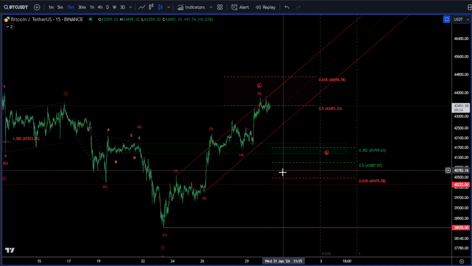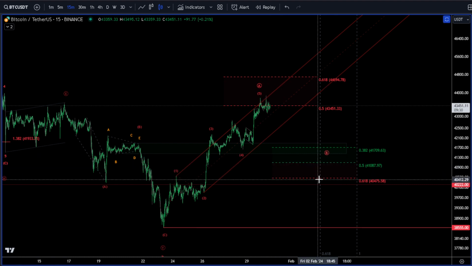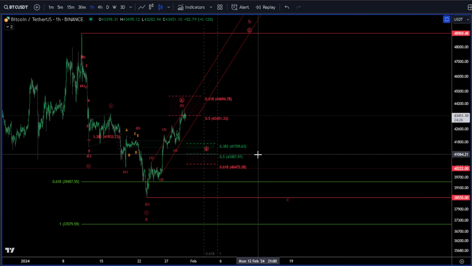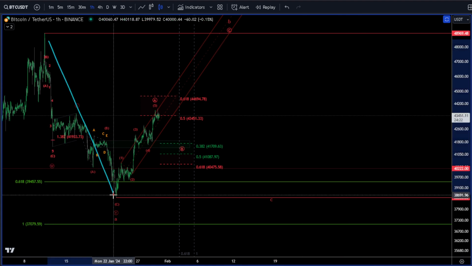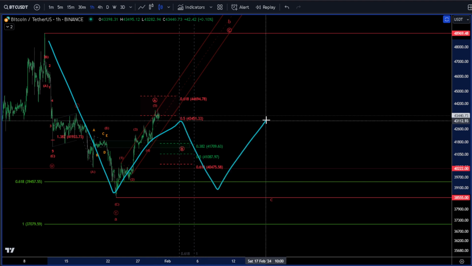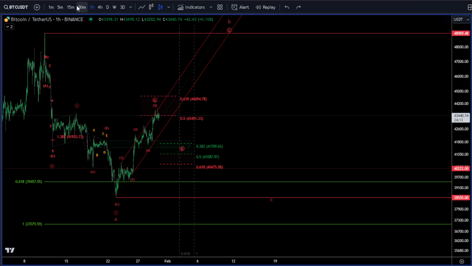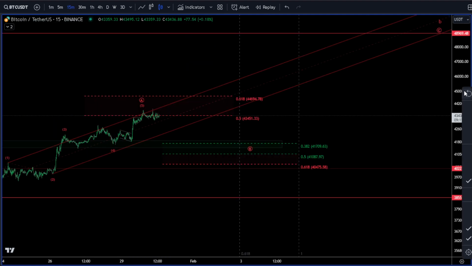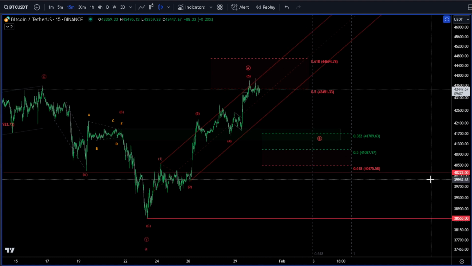And if we break below this low, it brings in more probability, especially below the 618, that this was an A wave looking for a B wave. Could be more complex as a flat, and we drop to the downside. But as of right now, this is my primary count, looking for a long, but keeping that in mind that we could turn bearish here.